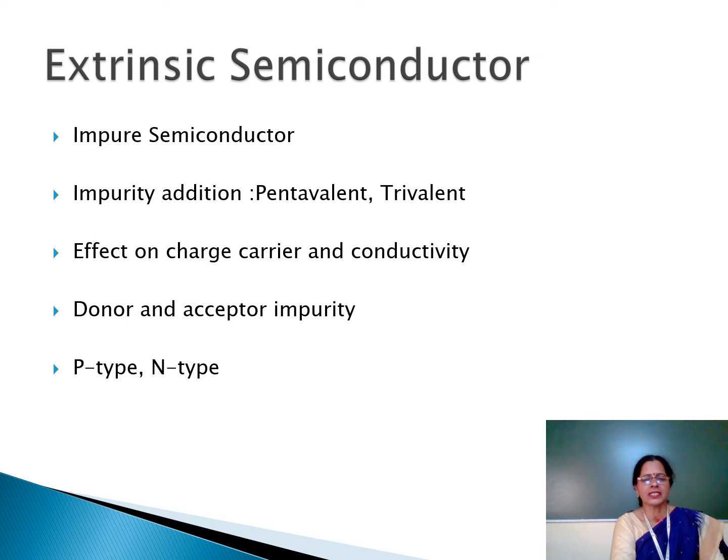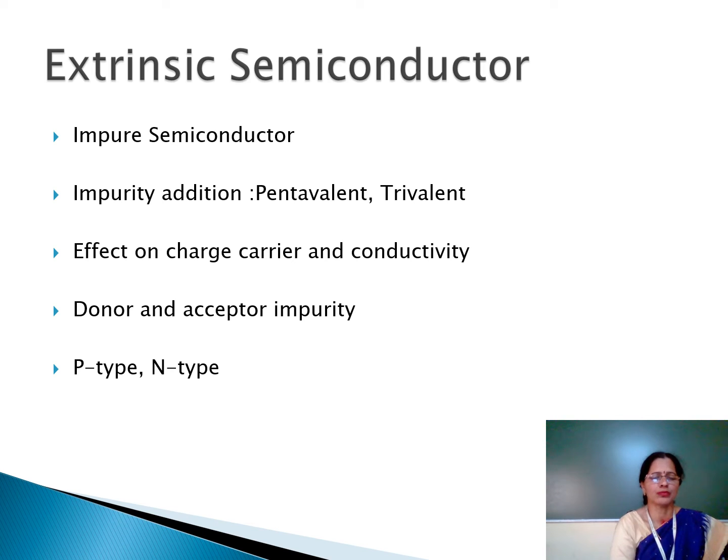So for getting the extrinsic semiconductor, either we can take the pure semiconductor plus pentavalent impurity, or the pure semiconductor plus trivalent impurity. At a time, both cannot be added. You have to add either pentavalent impurity with the pure semiconductor, or trivalent impurity, to get the extrinsic semiconductor. So accordingly, 2 special types of impurities are added: one is pentavalent, another is trivalent.